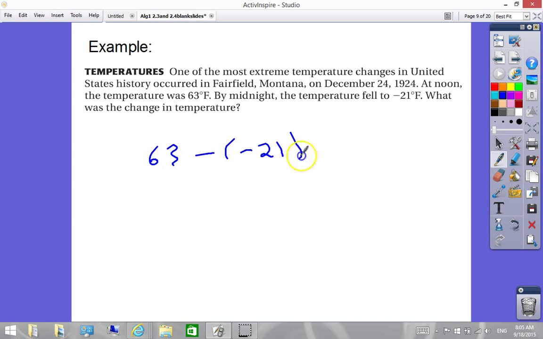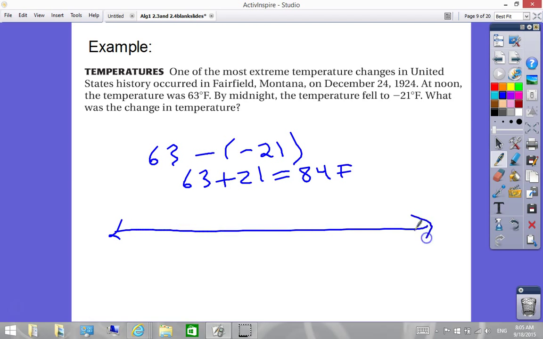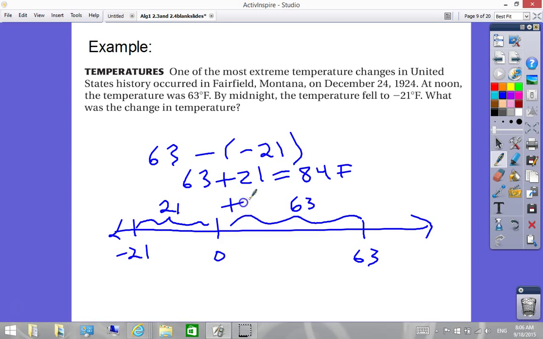63 minus -21 is going to make it like 63 plus 21. That changed 84 degrees Fahrenheit. If you look at it on a number line, here's 0, here's our plus 63, and here's our minus 21. So it went from here, which is 63, absolute value, to here, which is 21. These have to be added together to give you the total, 84 Fahrenheit.